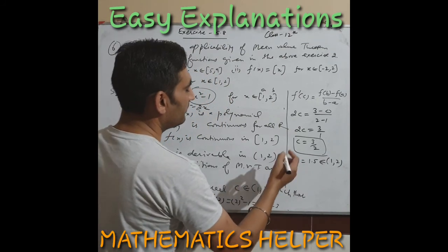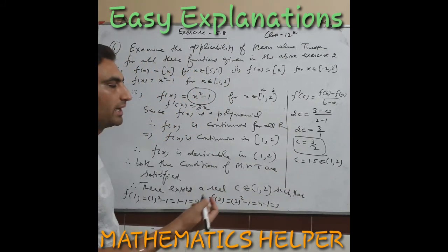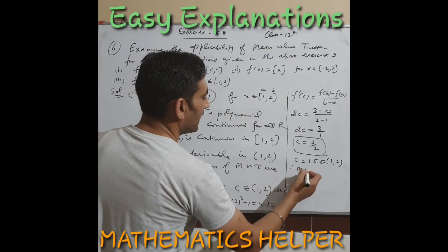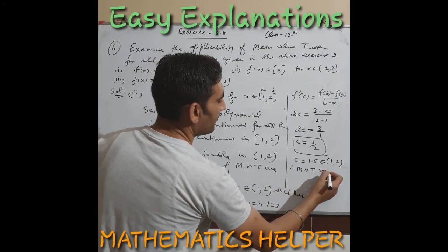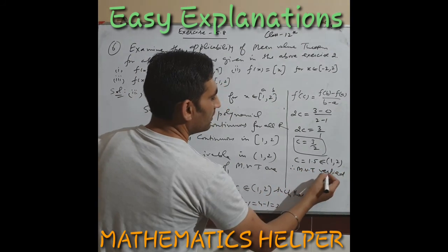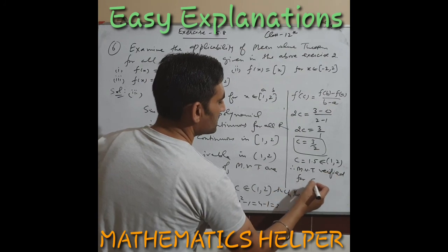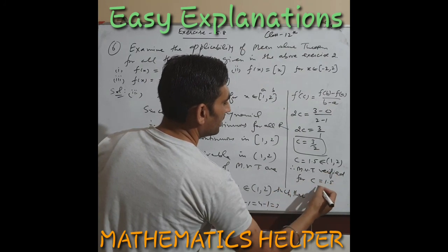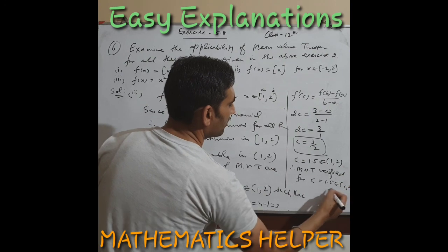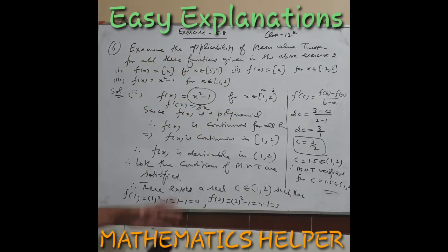So we have mean value theorem satisfied. Therefore, mean value theorem is verified for c equal to 1.5 belongs to the open interval 1 comma 2. This was our last question.